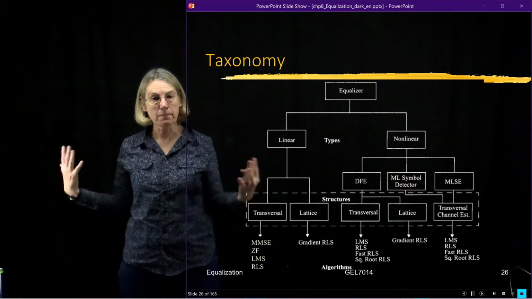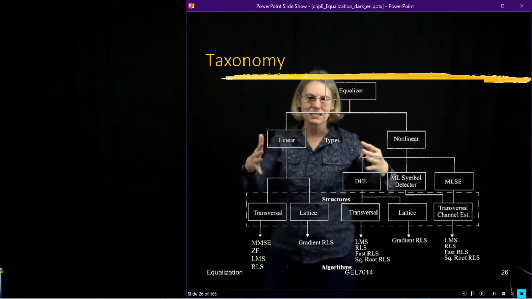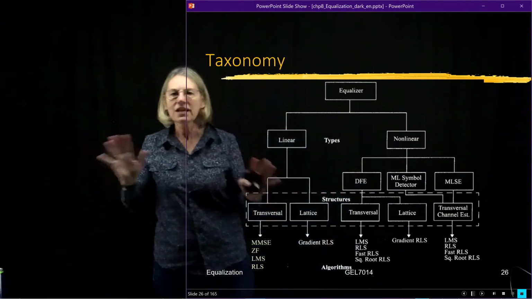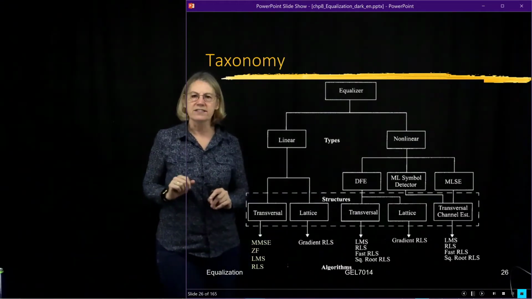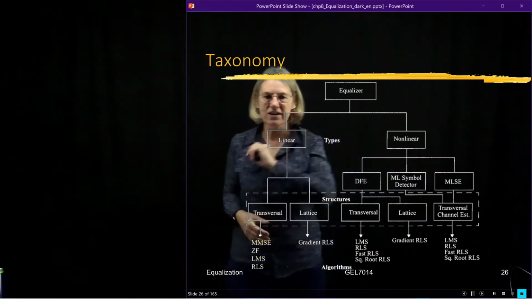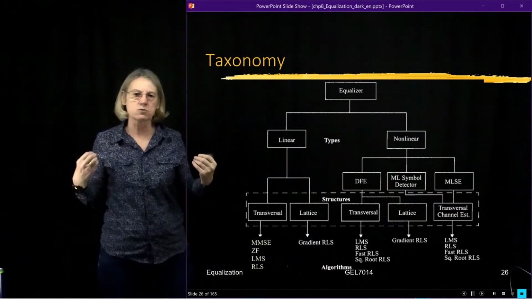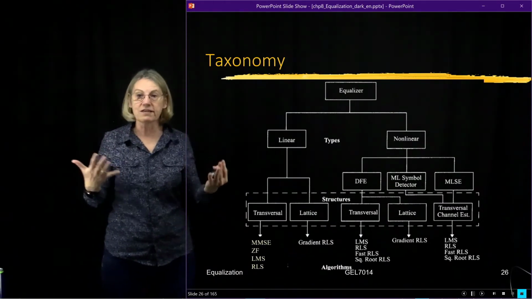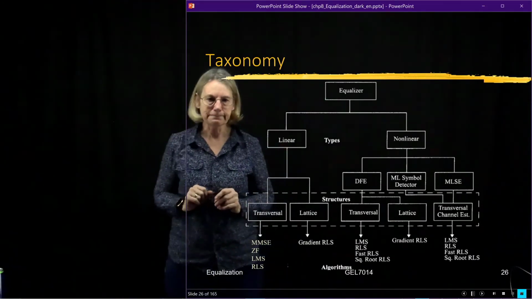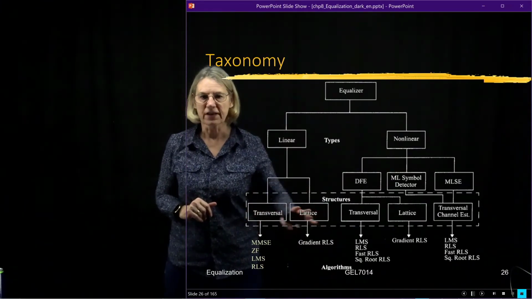So, taxonomy. Now I have a nice figure that puts all these ideas into some orderly presentation about how I could think about what's going on with the different kinds of equalizers. The first division is between linear and nonlinear. Very different approaches, and implementation complexity is very different. Generally, linears are much less complex to implement. Not always, but generally.